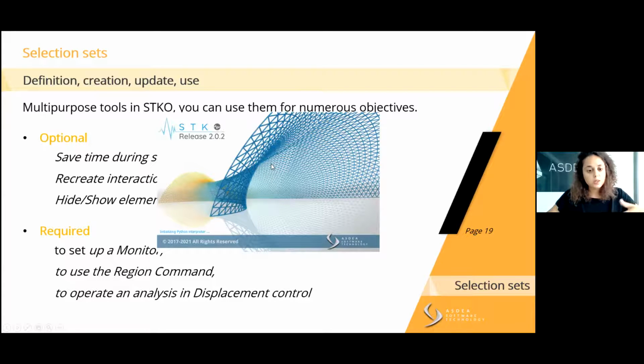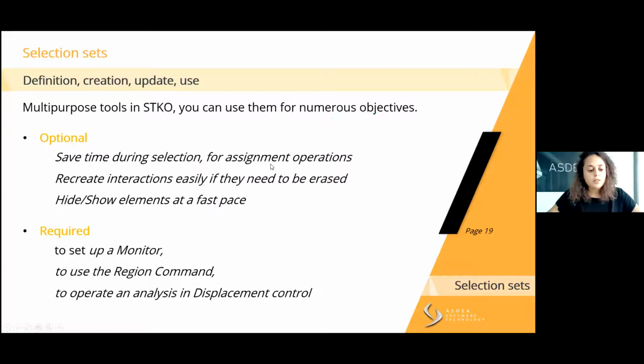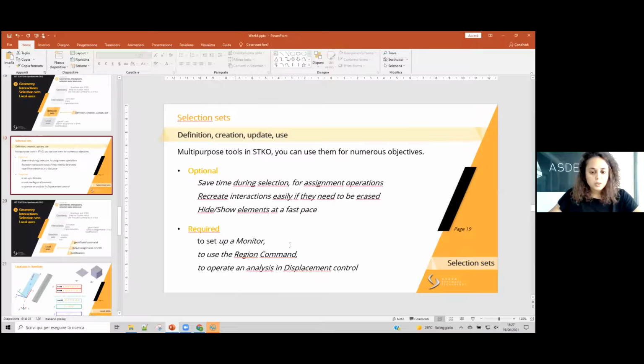If you want to monitor a specific result, you have to define the element or the node from which that result has to be extracted. If you want to use a region command, which means you're analyzing your model recording just a part of the model, you need to select which part, and you need to put it in a selection set before you do it. And if you want to operate an analysis in displacement control, for example, controlling the movement of a specific node, you need to select that node. Otherwise, you will not be able to do your displacement control.